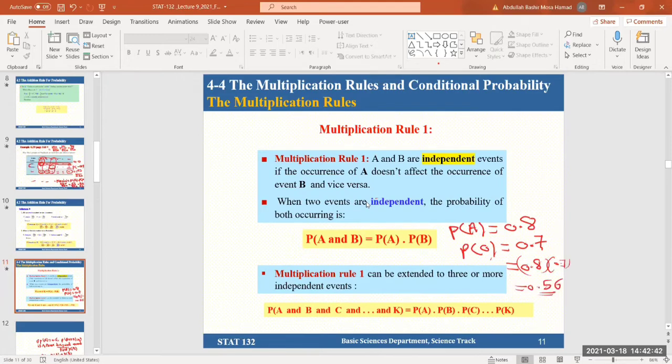0.56. Why? Because the probability of Ahmed's success is definitely independent of the probability of Ali's success. So in this case, we just do multiplication. In general, if I have events A1, A2, up to A, B, C, D to K, and all of these are independent, I just multiply these events. Probability of A and B and C and D equals P of A multiplied by P of B multiplied by P of C up to P of K. Clear?